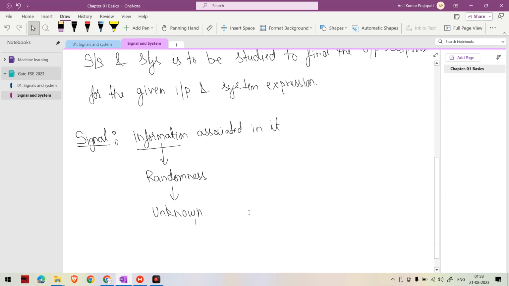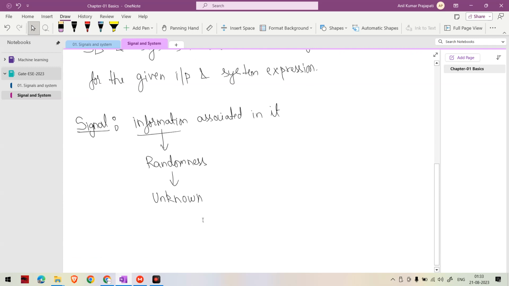So more the randomness, more the information in it, basically. Another example you can take is the sun rises from the east. So there is no information. It is a universal truth. But if suddenly it went the other way, then there is information. So I hope you understand the difference. If you don't understand this definition, you can also define a signal like this: a signal is a function of one or more independent variables.